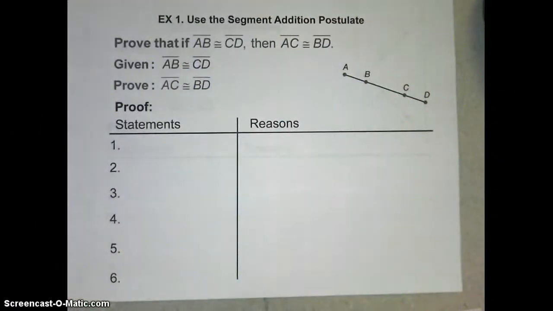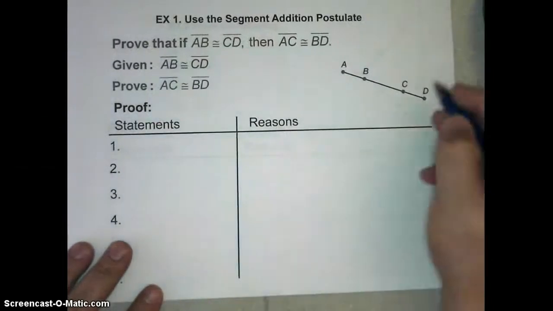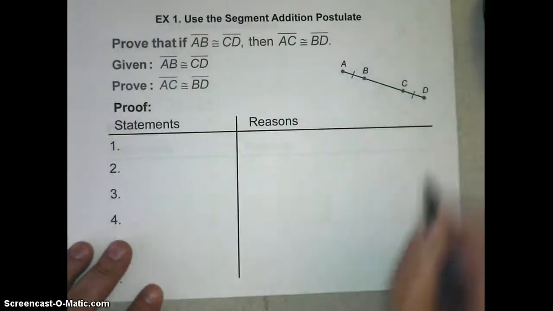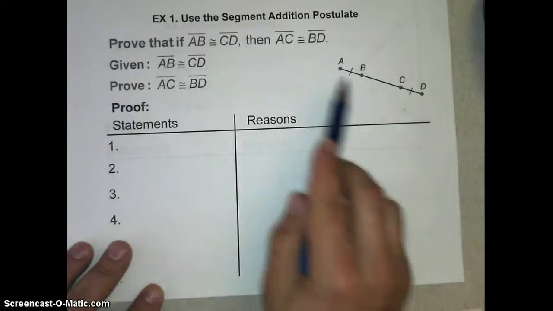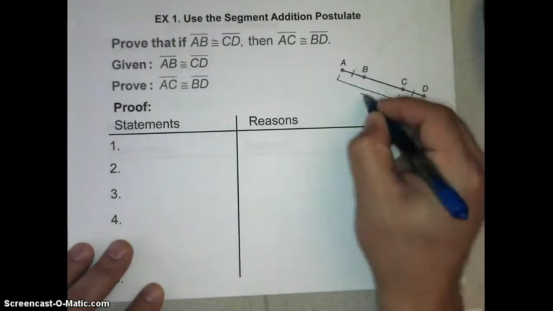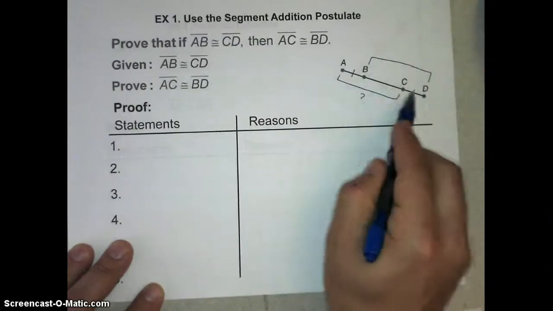Let's take a look at example 1. We are given AB is congruent to CD. They give you the diagram. You need to make sure you mark that on the diagram. We want to then prove that AC is congruent to BD. Now notice these both share segment BC.